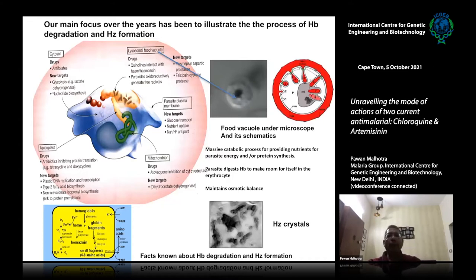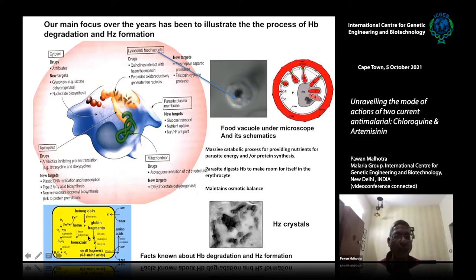So our work, about 10 years back, we started working on the food vacuole. Some of you who have seen the parasite in the microscope can see a dark pigment in the center of the parasite. And this we refer to as hemozoin. Hemozoin is actually formed from hemoglobin. If you see the left-hand panel, I have shown the food vacuole.